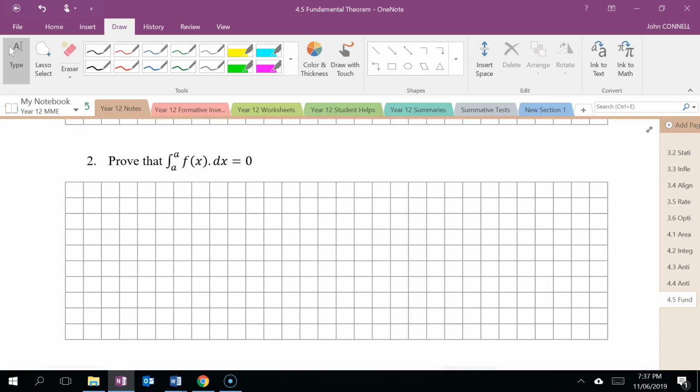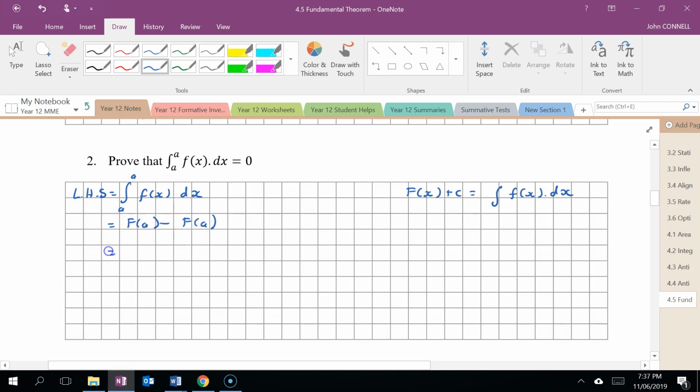Okay, we've got to prove this one, the integral from a to a of f of x dx equals 0. So here, if we go from a to a of f of x dx, maybe we can't say that's equal to 0 yet, but I'm going to say that F of x plus c is equal to the indefinite integral of f of x dx. So then I can say this is F of a take F of a using the fundamental theorem of calculus. Well, that's the same thing, so that's just 0.